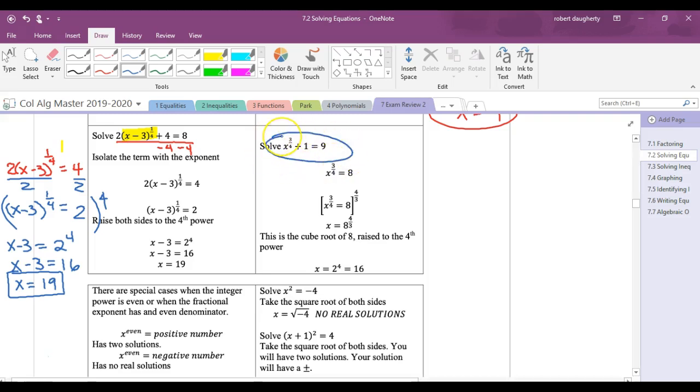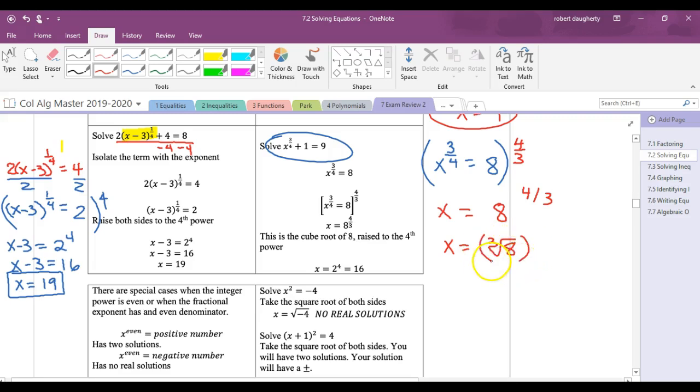If I look at this one over here, isolate that x to the 3/4. X to the 3/4 is equal to 9 minus 1, or 8. Now I need to raise this equation to the 4/3 power. So I get x on the left is equal to 8 to the 4/3. This is the cube root of 8 raised to the 4th power. So x is equal to the cube root of 8 raised to the 4th power. That's 2 to the 4th, or 16. So x is equal to 16.